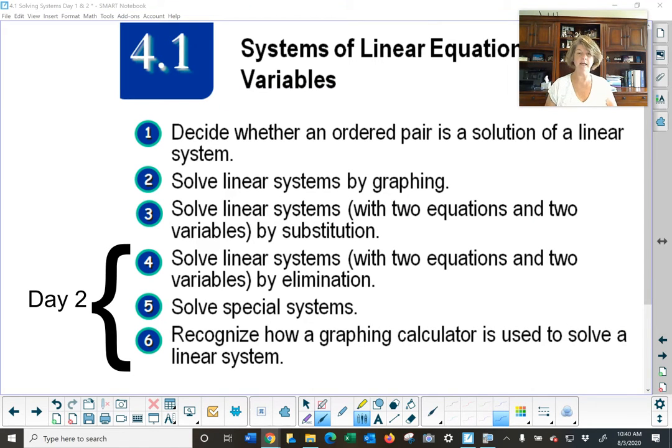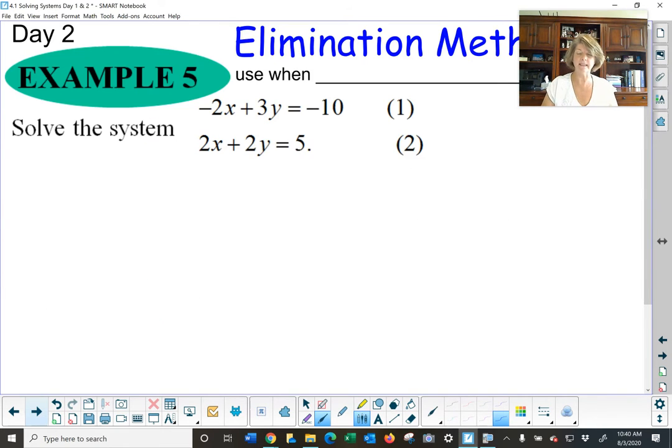Okay, we are working on 4.1 and this is day 2. We're going to look at elimination method today as well as graphing calculator. So let's get rolling. The elimination method.